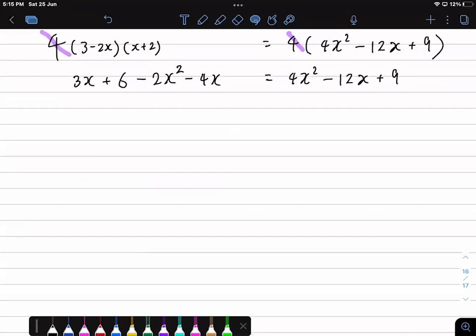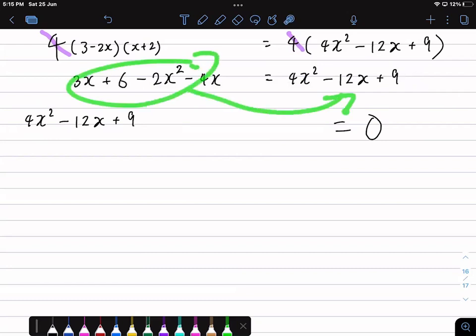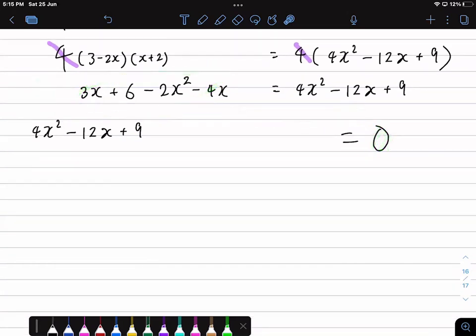How to continue? Bring everything. You realize what kind of equation is this? Quadratic equation. So we are going to make everything equal to 0 on the right side. So let's see. Maybe I'll leave my 4x squared minus 12x plus 9 alone. Then everything I bring to the other side, then leave behind a 0. But then I put my 0 on the right side. So let's see. 3x becomes minus 3x. 6 becomes minus 6. Minus 2x squared becomes plus 2x squared. Minus 4x becomes plus 4x. Is this okay so far?